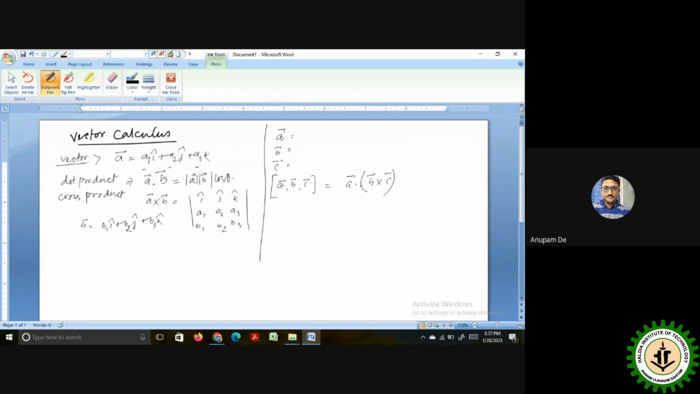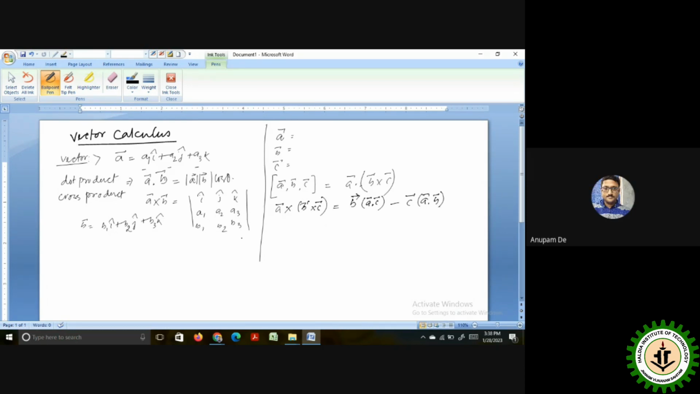We have also learned about the vector triple product. What is that? A cross b cross c. Have we learned it or not? What is the vector triple product? It is b times (a dot c) minus c times (a dot b). Okay. So these are the basic things that we have already learned.